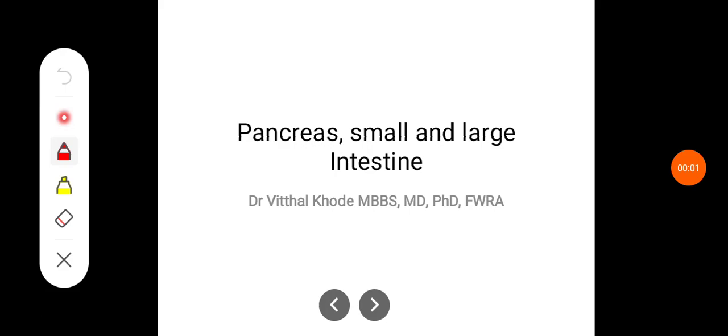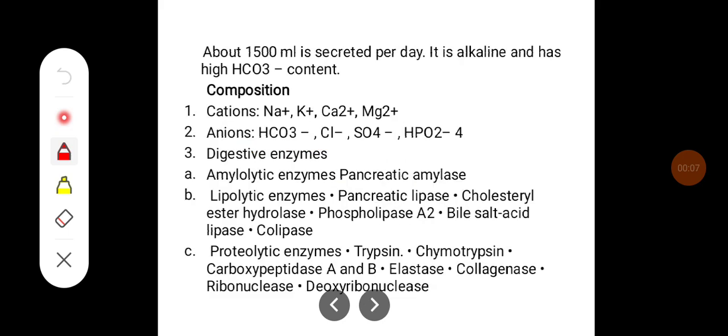Hello everyone. In this class, we'll learn about pancreas, small and large intestine. About 1500 ml of pancreatic juice is secreted per day. It is alkaline and has a high bicarbonate content.